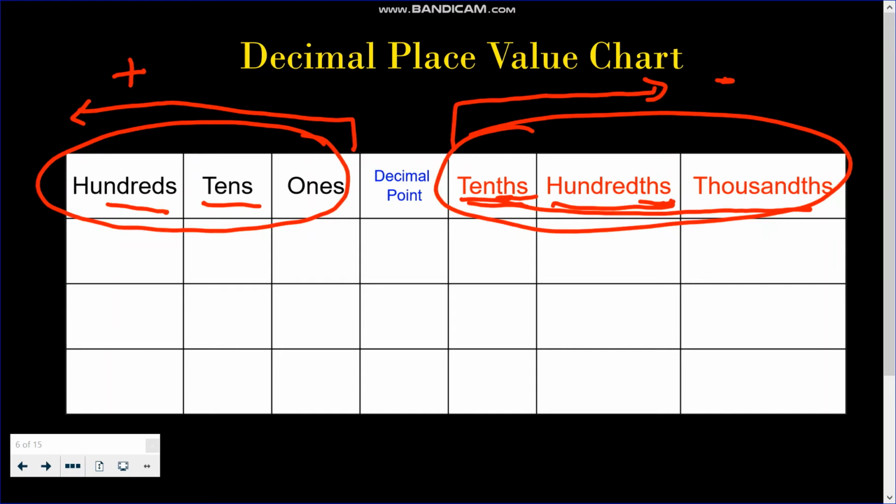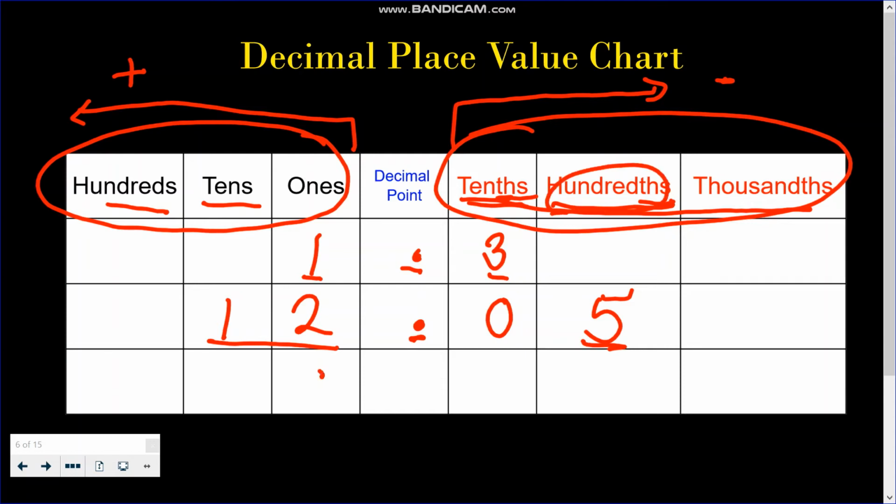Now let's try filling up this place value chart with numbers. So let me write here 1.3. So I can read that as 1 and 3 tenths. Now let me write here 12.05. So I can read that as 12, decimal point is read as and, 5 hundredths. If I write here 0, it means there is no whole number. 0.3, so that is 3 tenths.